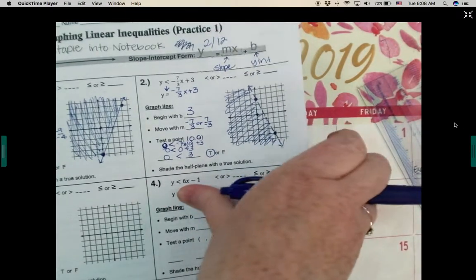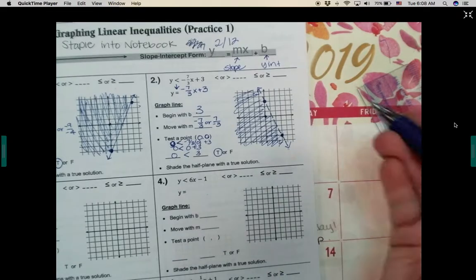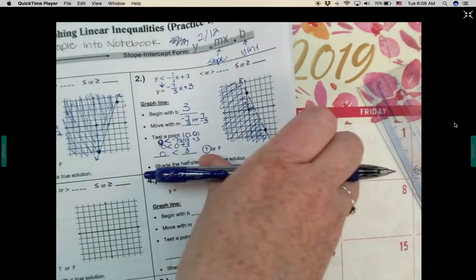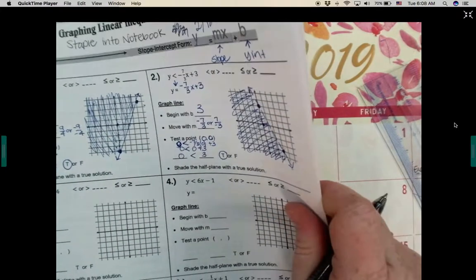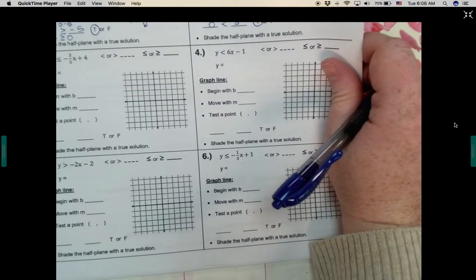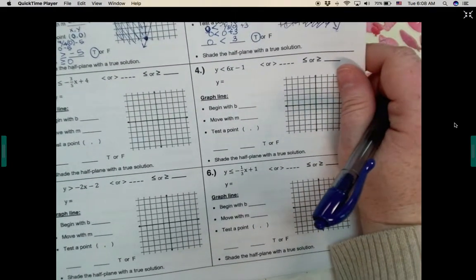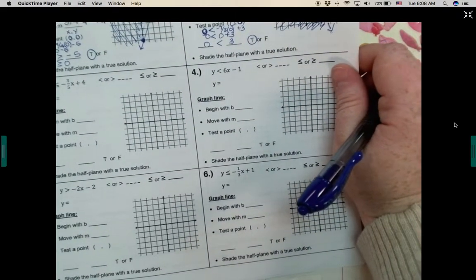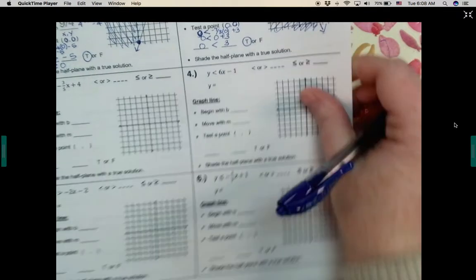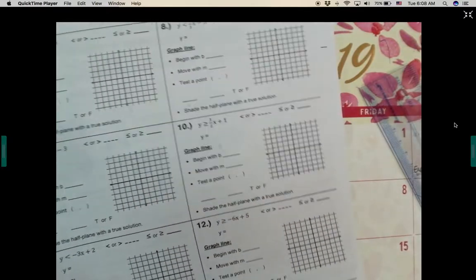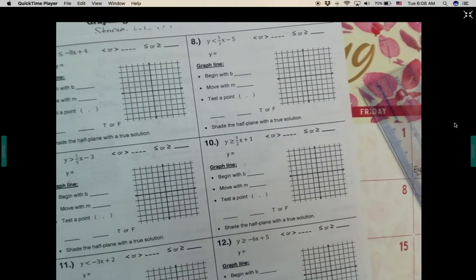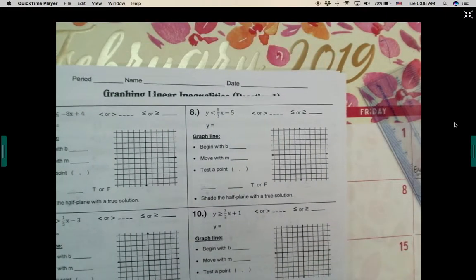I want to give you an example real quick of one where it's not going to be true, just because so far all of ours have been true. So let's see why. Okay, let's see. Trying to find one. Okay, let's look at number 8 on the back.